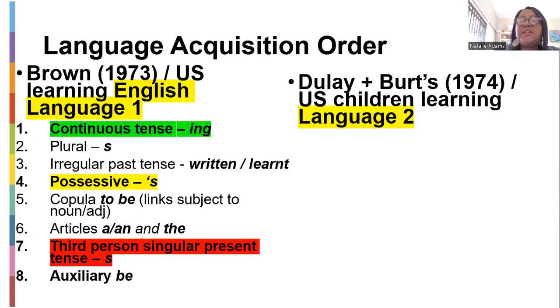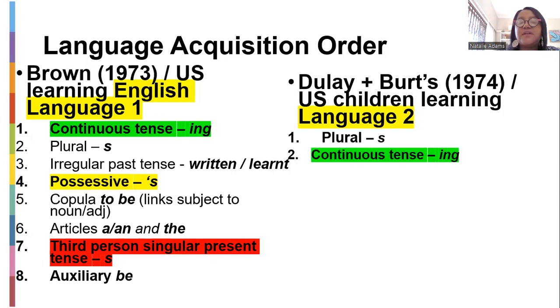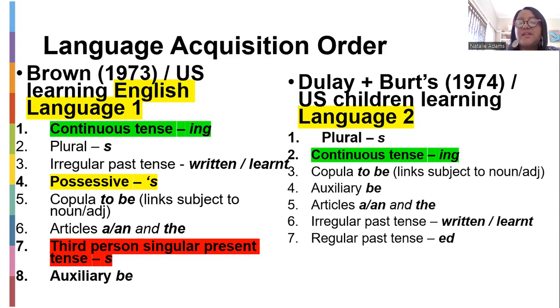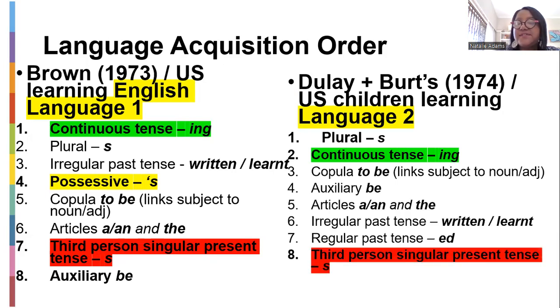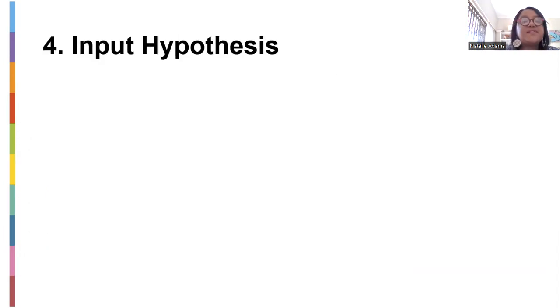Now, when it comes to learning a second language, it's a bit different, okay? They are saying with a second language, the -ing starts first. They learn the -ing first, okay? Then they learn the third person singular present tense, and then they learn the possessive.